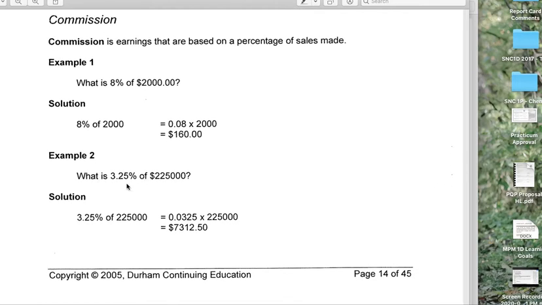Example 2 is basically the same thing. So 3.25%, you're going to divide that by 100 to get 0.0325. Keep all the decimal places here when you're using percentages, otherwise it's going to change the actual amount you're going to get. Multiplying it by 225,000, this will give you a price or an earnings of $7,312.50.